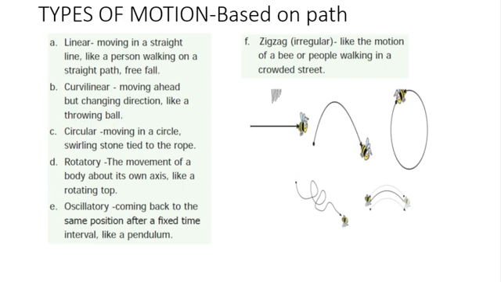Fourth one is rotatory motion. Motion of a body about its own axis. Example, rotating top. Fifth one is oscillatory motion. A body coming back to the same position after a fixed time interval. Example, pendulum. Sixth one is zigzag motion or irregular motion. The motion of a body in different directions. Example, people walking in a crowded street.